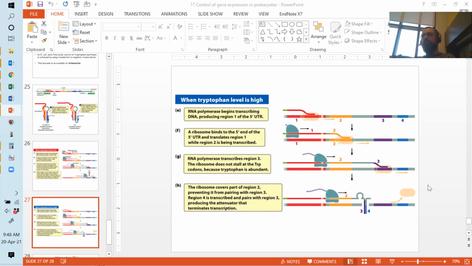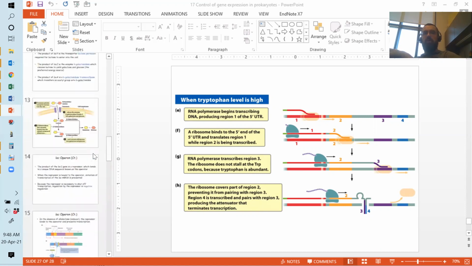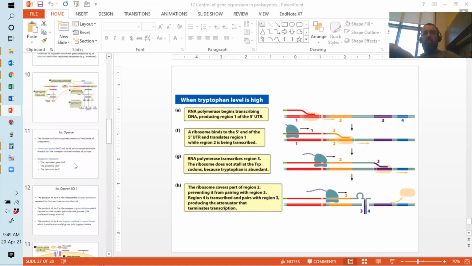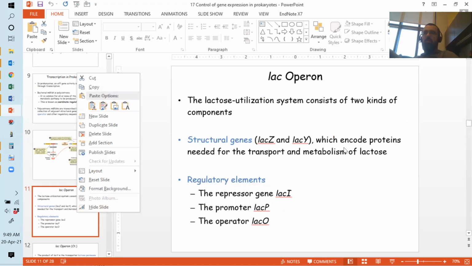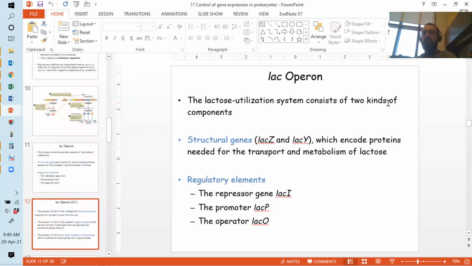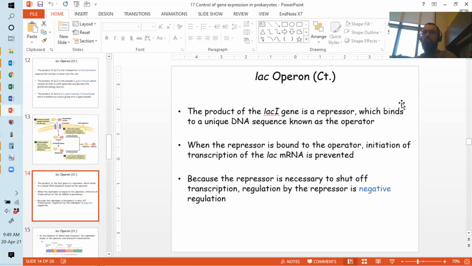Okay, yeah, it's just kind of confusing, but the lac operon, it was something like positive something from the first slides. Oh, positive regulation, right? Because it's always off.